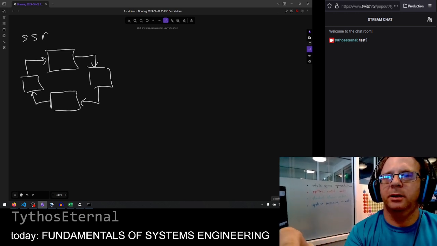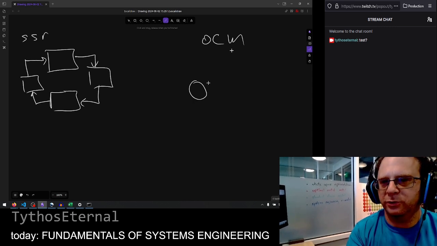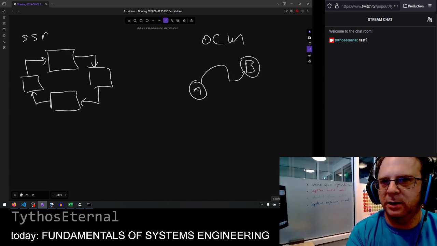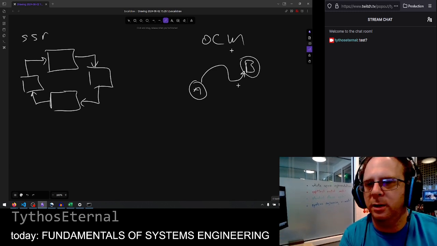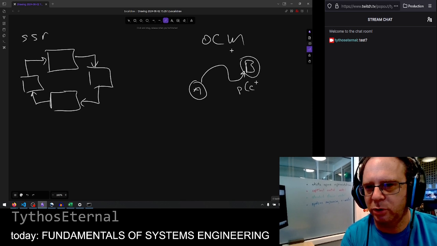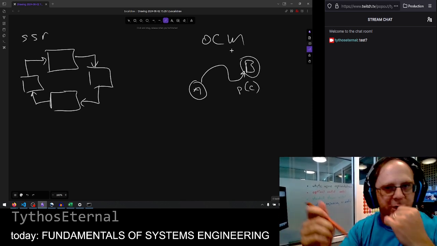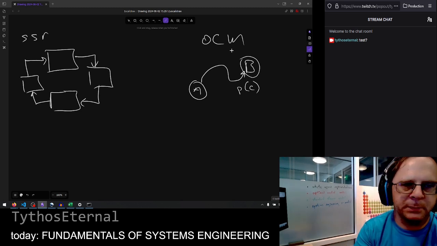Next, we had the optimal control model. This is given some sort of current state A and some sort of desired state B. There is some transition by which you can go from A to B. So some sort of path that has some sort of cost with it, and maybe you want to minimize that cost. You need to solve for the path of transition that minimizes that cost.